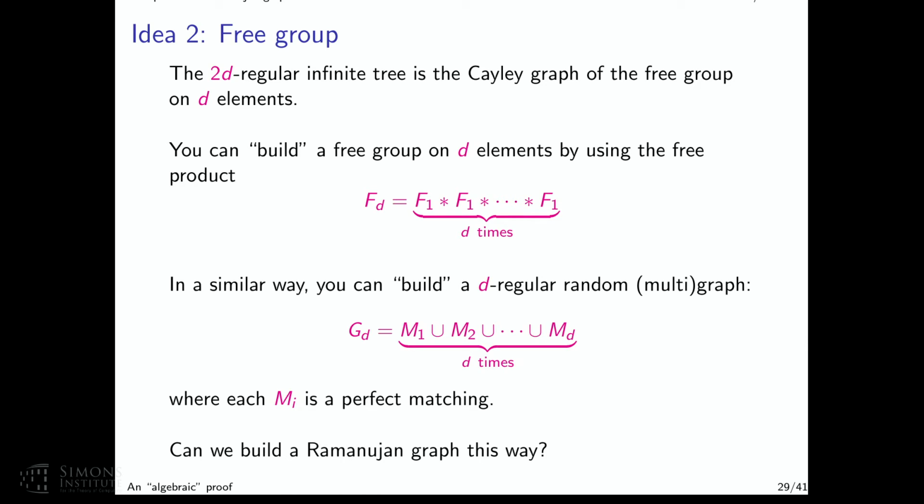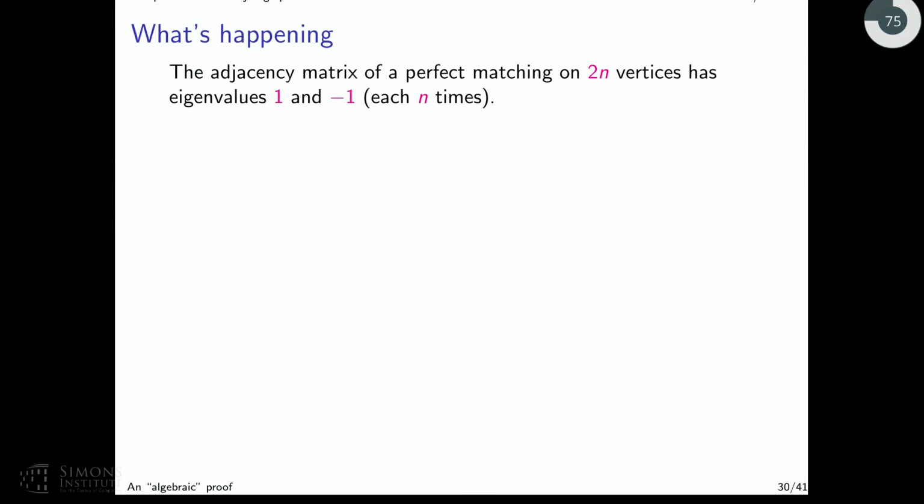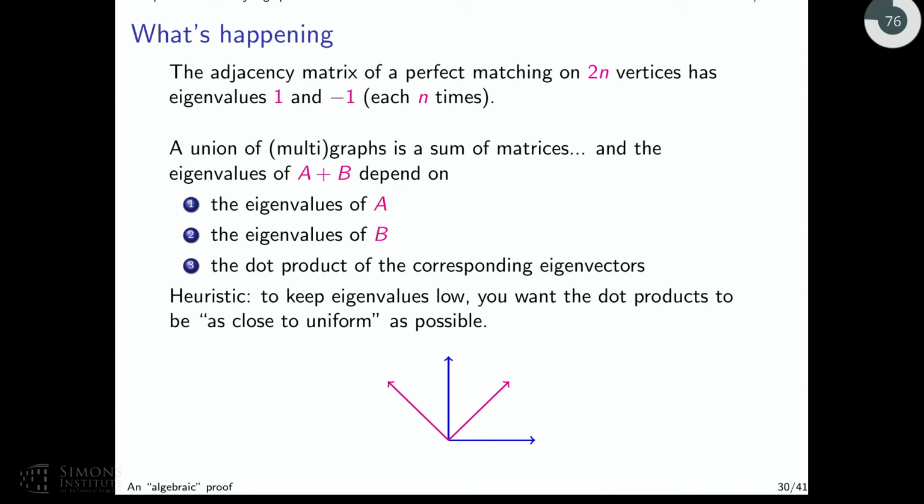And so the question is, can we figure out whether a graph is Ramanujan, or can we build a Ramanujan graph using this sort of construction? Put down a matching, then put down another matching, maintaining Ramanujan-ness, then put down another matching, which maintains Ramanujan-ness, but now for a different d, it'll be d plus 1, continuing in that manner. And what's happening here? Well, the adjacency matrix of a perfect matching on 2n vertices has eigenvalues 1 and minus 1, each n times.